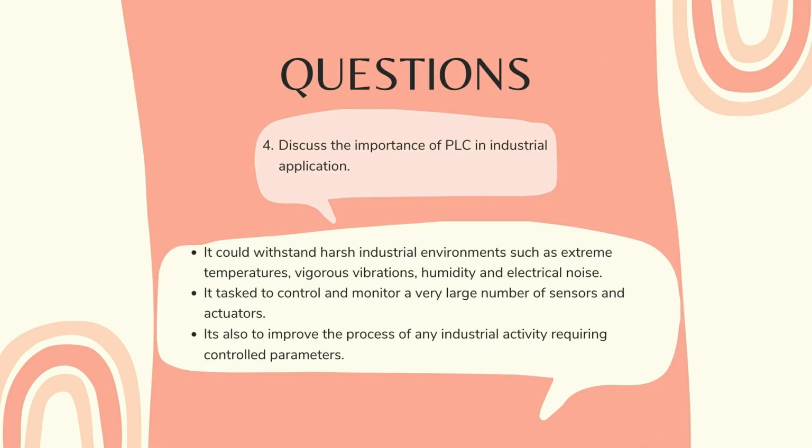Okay, lastly for question 4, discuss the importance of PLC in industrial application. PLC has a robust construction and unique functional features such as sequential control, ease of programming, timers and counters. PLC also has easy to use hardware and reliable controlling capabilities. It is designed to be enormously robust, so it can withstand harsh industrial environments such as extreme temperatures, vigorous vibration, humidity, and electrical noise.